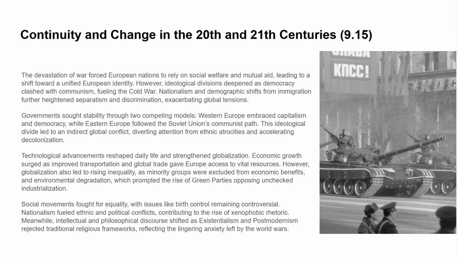Technological advances reshaped daily life and strengthened globalization. Economic growth surged and improved transportation and global trade gave Europe access to vital resources. However, globalization also led to rising inequality as minority groups were excluded from economic benefits, and environmental degradation prompted the rise of the Green parties opposing unchecked industrialization.